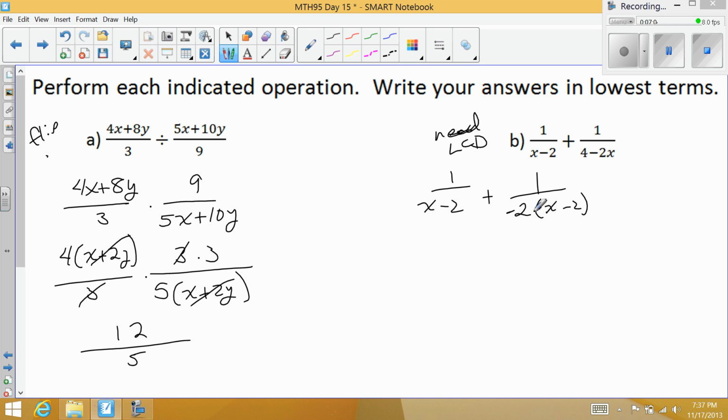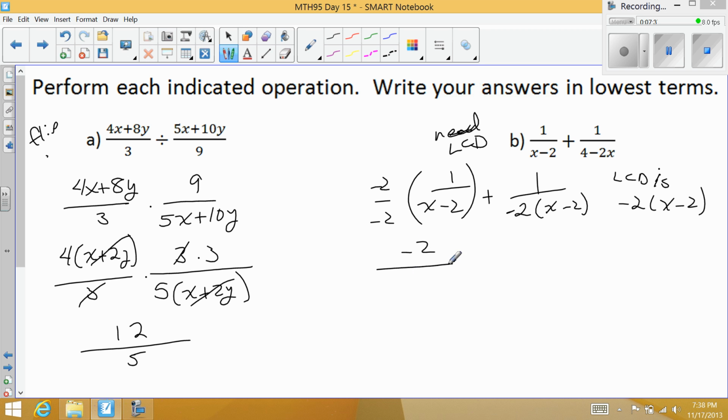And now I can see I've got an x subtract 2 common to both of these. So my LCD will be the x subtract 2 and the negative 2. So this one is ready to go. It's got the common denominator. I better write that down. LCD is negative 2 times x subtract 2. So this one's just missing the extra negative 2. So I'm going to multiply it, top and bottom, by negative 2.